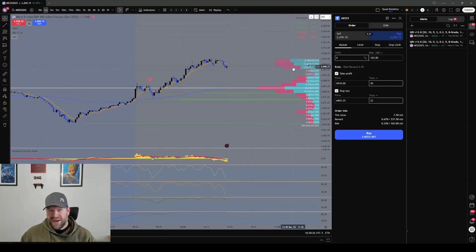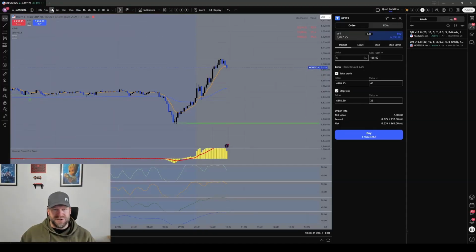And then I'm going to start using again this visible volume profile. Nothing about this says it's particularly bearish. It doesn't have that volume, even though I've got a little bit of an off ramp. So I'm gonna hold tight here. I'm just gonna sit and be patient.